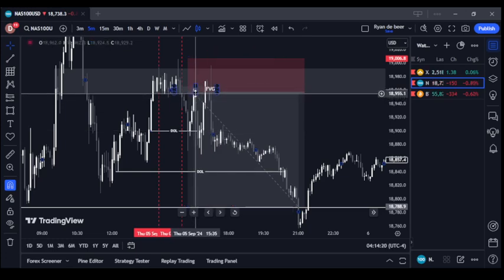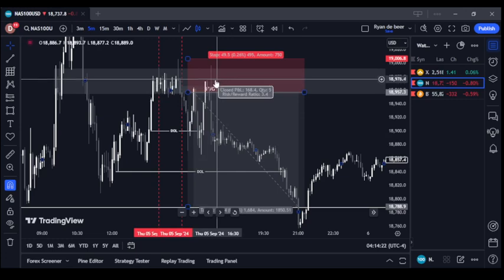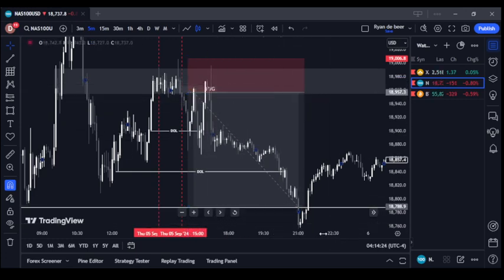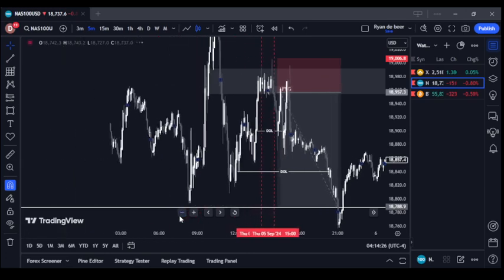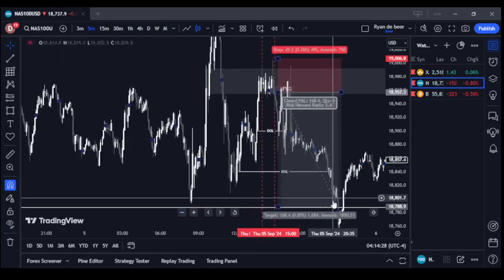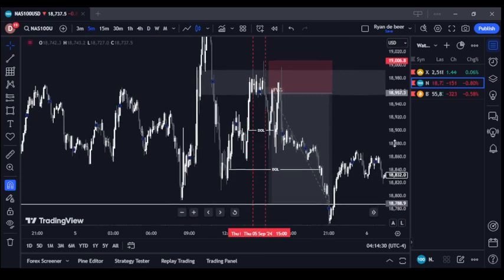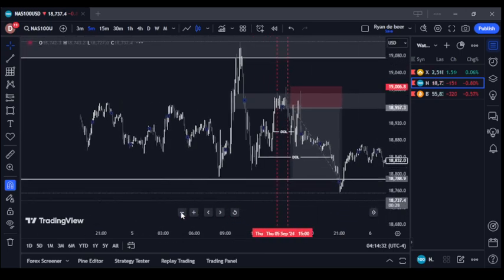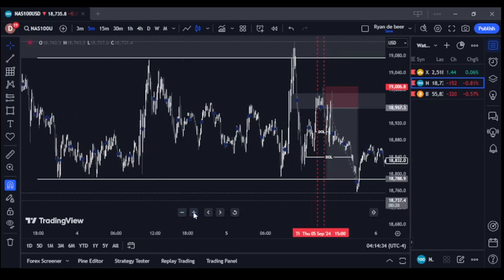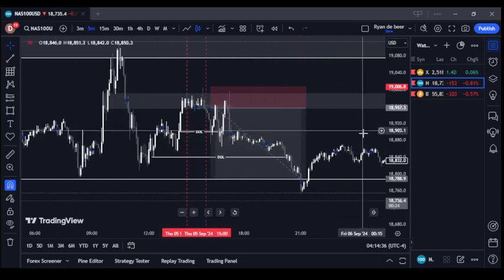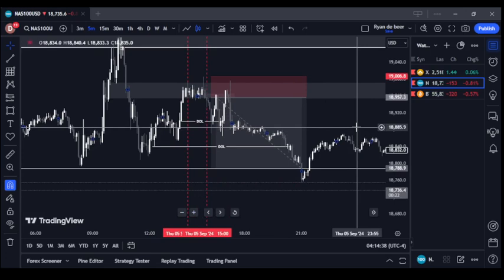When the price came up, it stopped me out at break even, and then immediately after started running through to hit take profit 2 and then take profit 3. So yeah, I don't think there's anything that I would have done better. The only thing I can really see is that I'd like to focus more on my take profits.